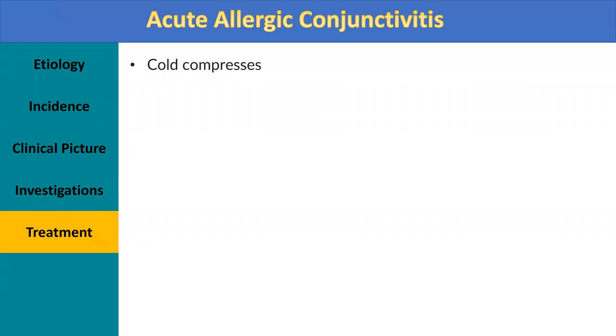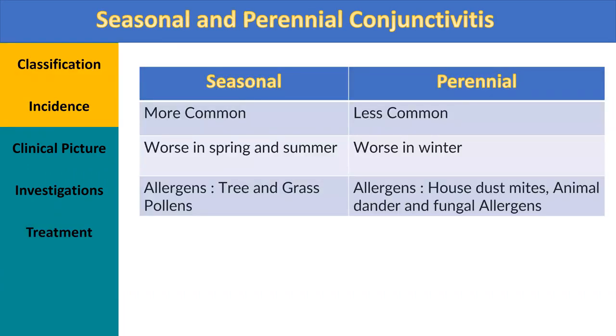The next one, which will be more or less similar to it, is the seasonal and the perennial conjunctivitis. So what is the difference between them? Let's classify them and see the incidence of each. The seasonal is more common than the perennial. The seasonal is worse in spring and summer, while the perennial is worse in winter. However, they can occur at any time during the year.